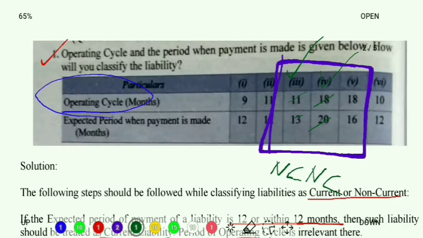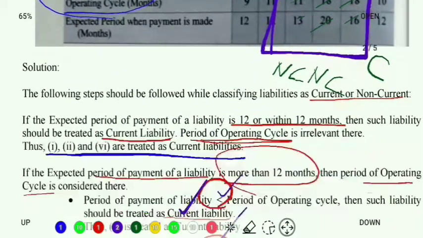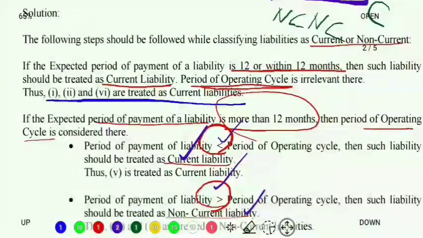Moving on to liability number 5, what do we see? We see that the operating cycle is 18 months and the expected period of payment is 16 months. Over here we see a change. We see that the expected period of payment is less than the operating cycle months. So what do we conclude? We can conclude that liability number 5 is current liability, because the expected period of payment over here is less than the operating cycle months.